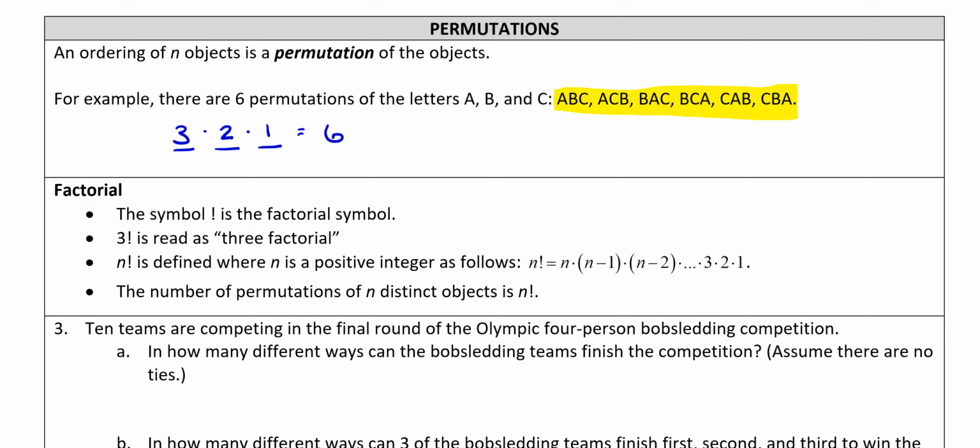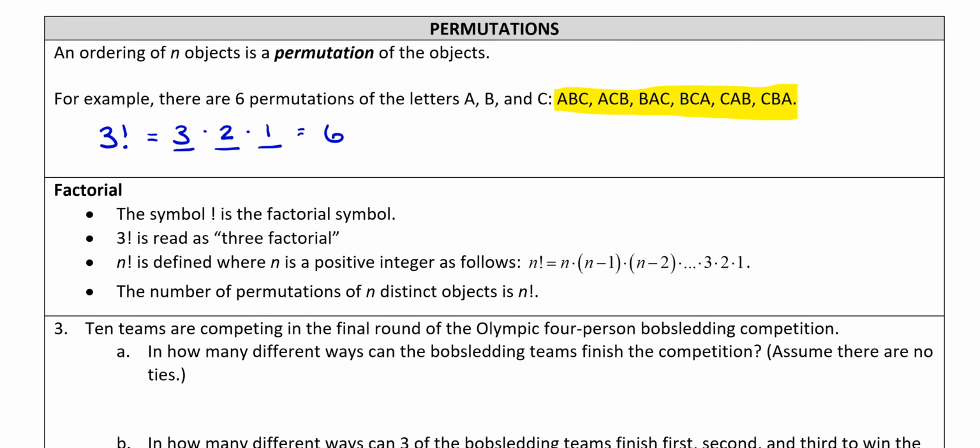Now, this 3 times 2 times 1 is actually a special expression. It's called a factorial. So we could rewrite this 3 times 2 times 1 as 3 with an exclamation mark. That exclamation mark is called a factorial. It tells the person looking at it to write 3 times 2 times 1. So if I had 10 factorial, I'd do 10 times 9 times 8 times 7 times 6 times 5 times 4 times 3 times 2 times 1, and so on.